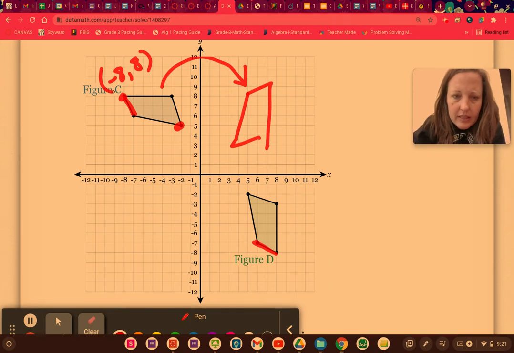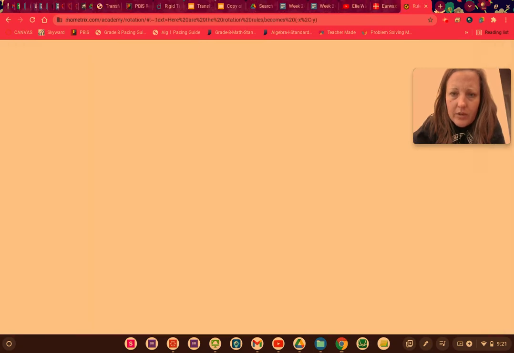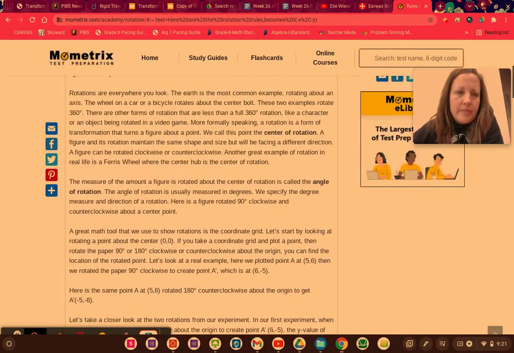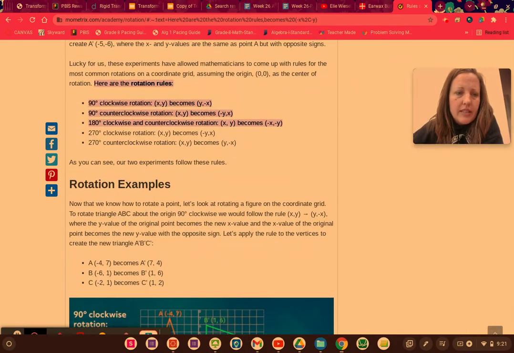Let's see. I think I can figure this out. Let's say 90 degrees clockwise. I pulled up some rules. I typed in my computer 90 degrees clockwise rules. Okay, there's a rule. So what it says is you take that point that you have, and if you rotate it, you're gonna switch those X and Y and then make the X negative. So let's try that.